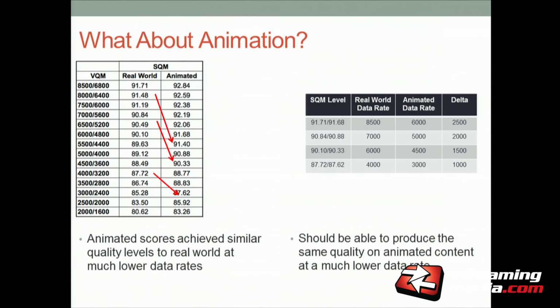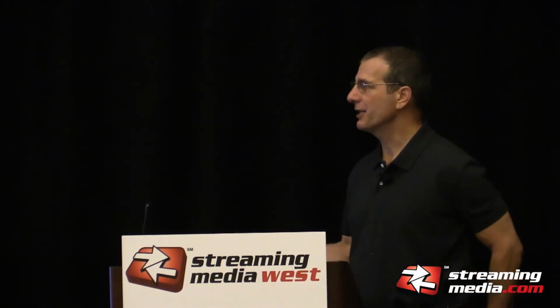And what we're looking at here is kind of the argument for per-title animation. If you run the SQM metric, you see that here I've got a 91.48 score at 8 megabits per second. For an animated clip, I get the same score at 5.5 megabits per second. So if you're not doing per-title encoding, you should consider doing per-category encoding and encoding all your animated clips at a slightly lower data rate.